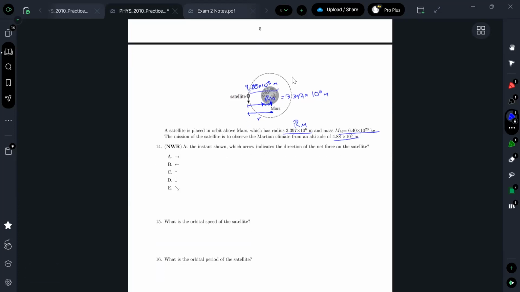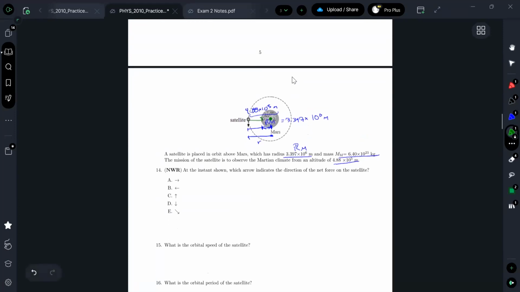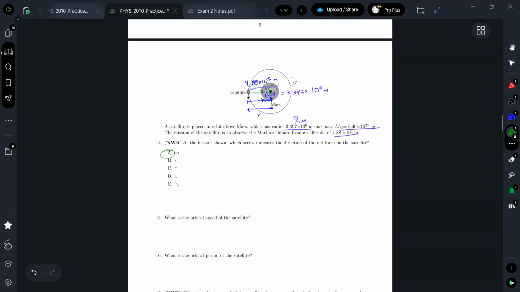Okay, is that even what 14 is asking about? No, it's asking which arrow gives the direction of the net force. The satellite is moving in a circle. Only one type of force moves things in a circle. It's a centripetal force. That just means a force that makes something move in a circle, more or less. So I have to remember, what do centripetal forces do? It's in the name. Centripetal is center seeking. They point towards the center of the orbit, which is the center of Mars. So the direction of the net force is to the right.